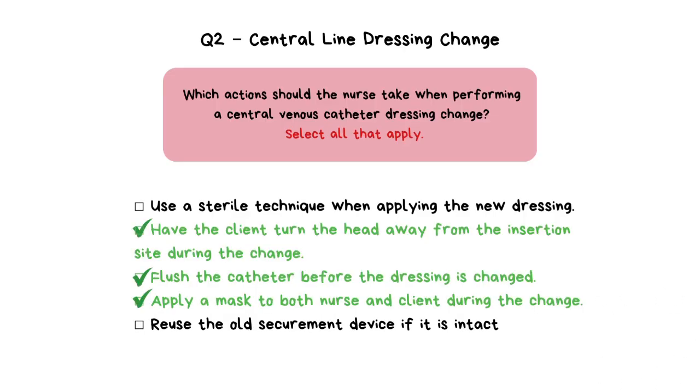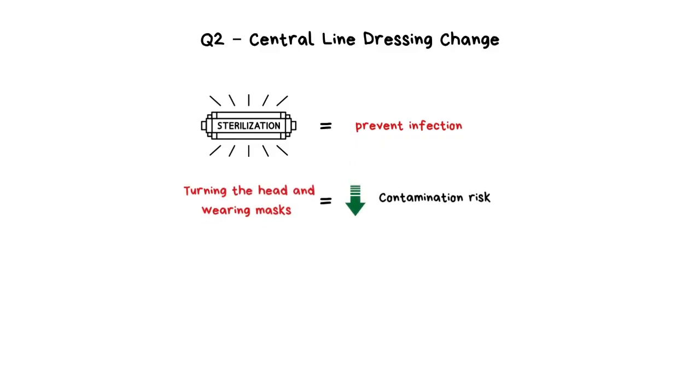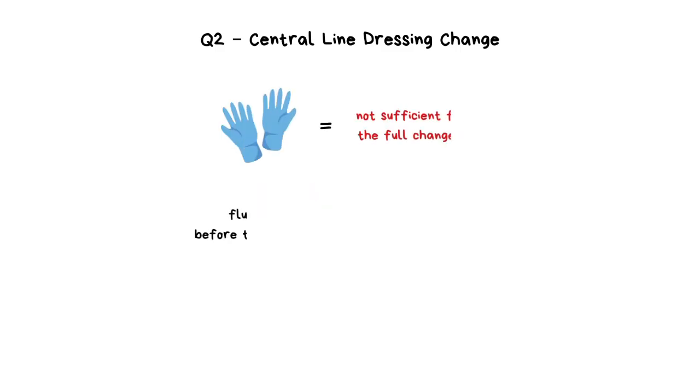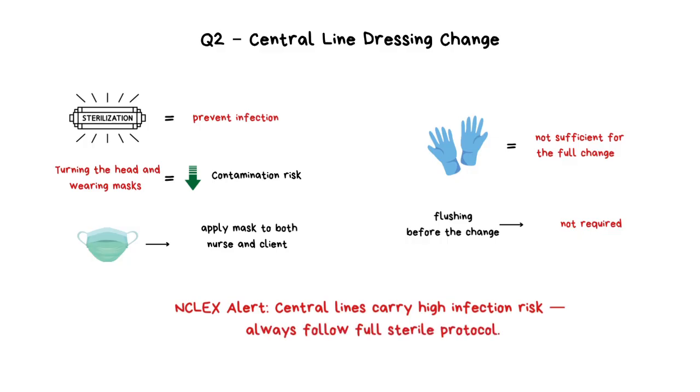The correct answers are Option 2, Option 3, and Option 4. Use a sterile technique when applying the new dressing. Turn the client's head away to reduce contamination. Apply masks to both the nurse and the client. Using only clean gloves to remove the old dressing is not sufficient for the full change. Flushing before the change isn't required. NCLEX alert. Central line dressing changes follow full sterile protocol to prevent catheter-related infection. Good. Now let's move to infiltration management with an ordered response sequence.